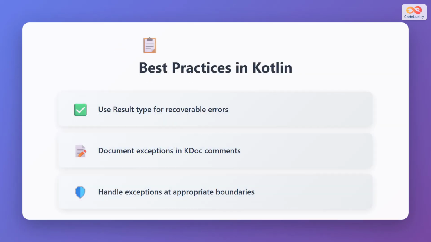Let's talk about best practices for exception handling in Kotlin. First, use the Result type for recoverable errors. Kotlin's Result class provides a type-safe way to represent success or failure without throwing exceptions. Second, document exceptions in KDoc comments. Even though you don't need to declare them, documenting which exceptions a function might throw helps other developers use your code correctly. Third, handle exceptions at appropriate boundaries. This typically means at architectural boundaries like API endpoints, database access layers, or user interface components.